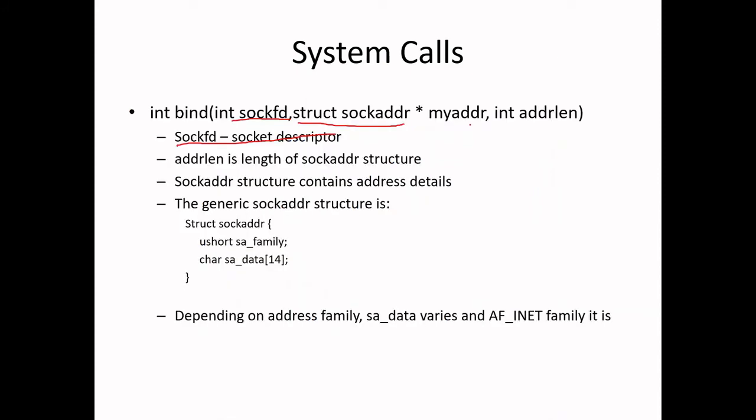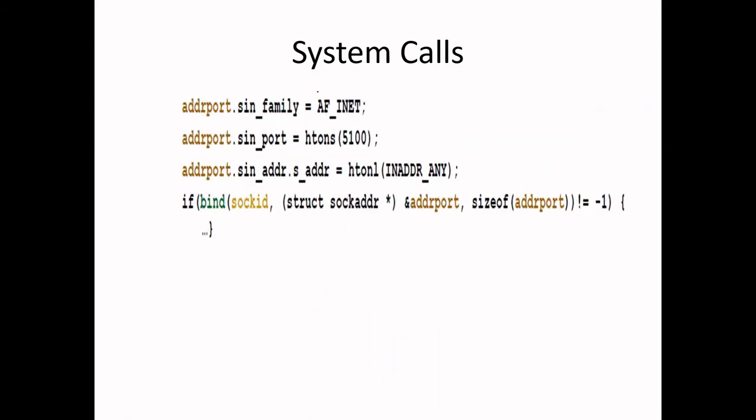And finally, this address length is the size of this particular structure. This is what we have to give. Okay, this is an example. So before calling bind, you have to fill this particular structure. sin_family is AF_INET. sin_port is, say, some port number. You can give 80. But what is this function?